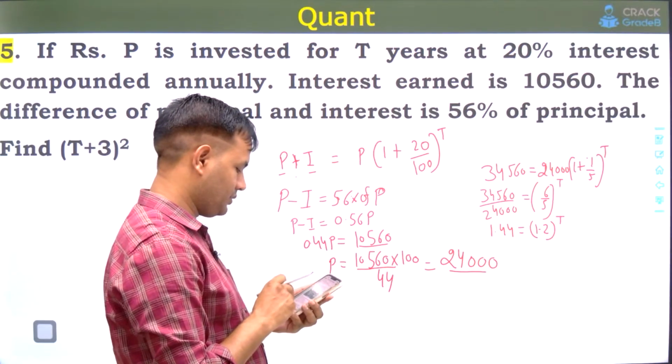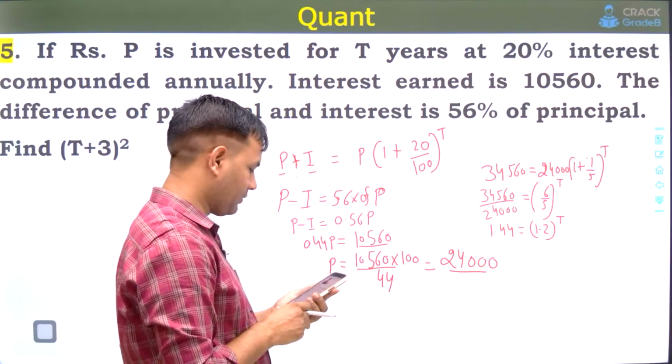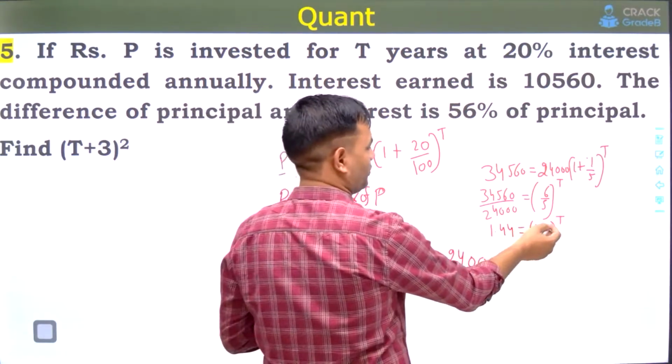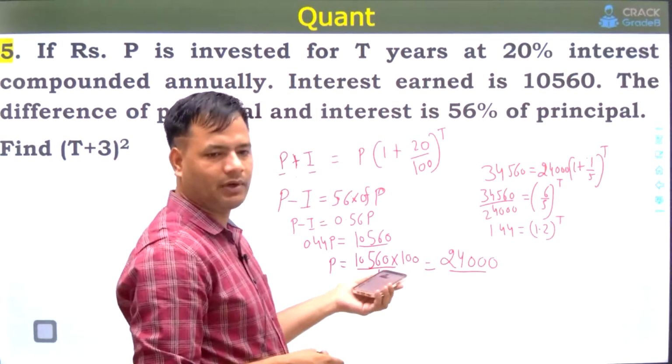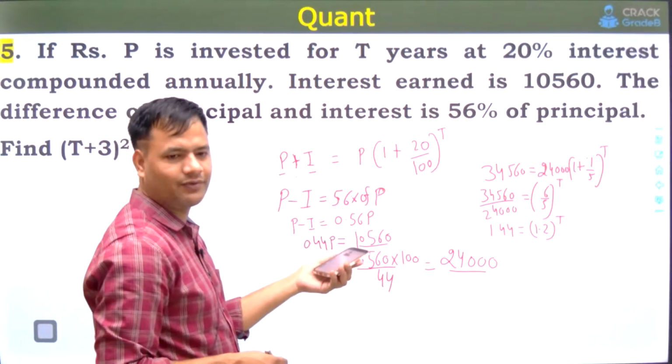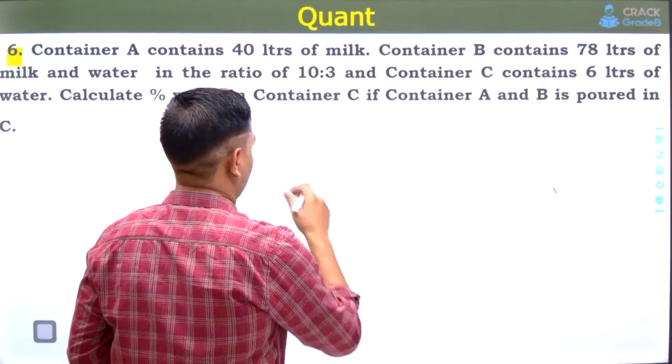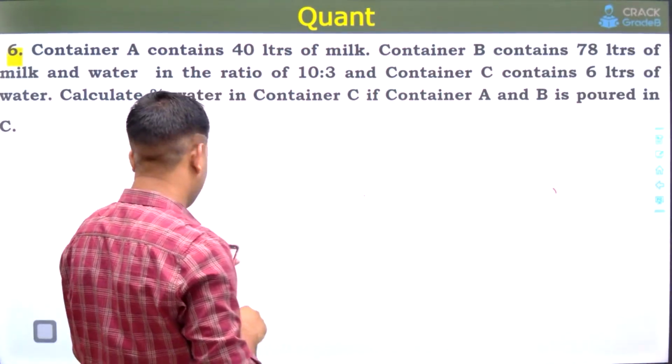Anyone who solved this question in paper? Yes, it will be 2, because 1.2 power 2 will be 1.44. So simple question it was, very simple question. Next question. Tell me the answer of this question.